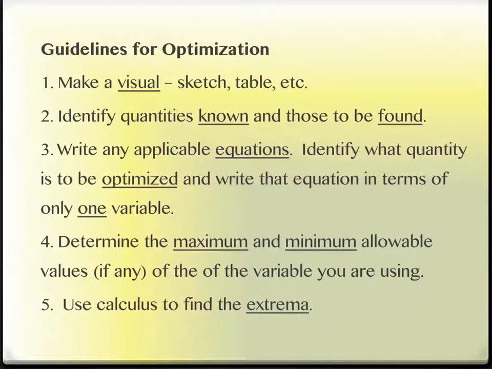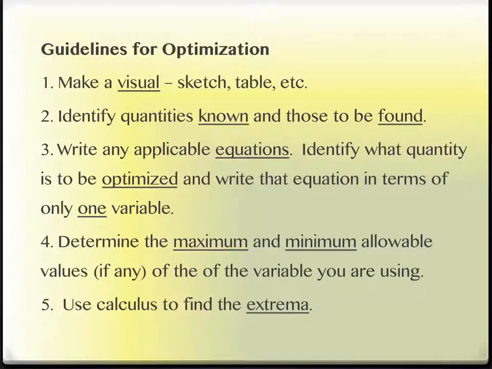And then step 4 is the actual calculus step. So not until we get to step 4 are we doing any calculus. We're determining the maximum and minimum values that are allowed. I'm sorry, step 5 is the calculus. Step 4 is before that. To determine maximum and minimum allowable values, if any, of the variable you're using.